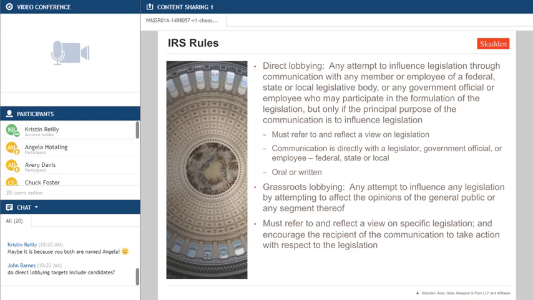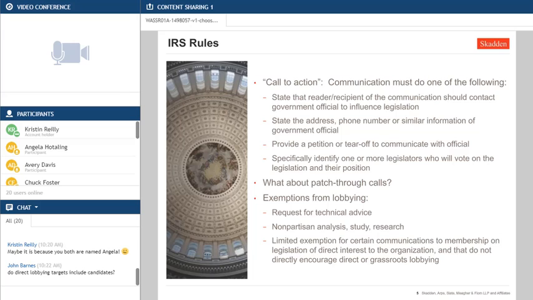So it's got to be either telling the recipient that they should contact, giving the address and the phone number of a government official, providing a petition or tear-off, or that last one is interesting, specifically identifying one or more legislators who are going to vote and their position.